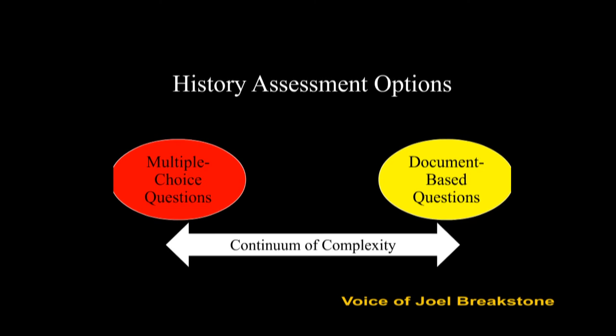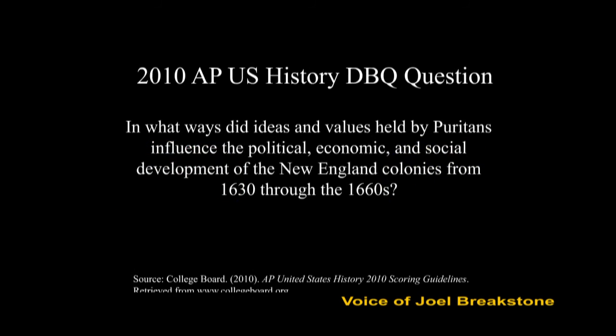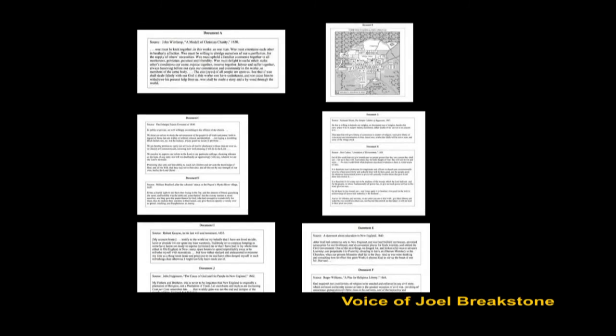So here's an example. This is pulled from the 2010 AP US History exam: in what ways did ideas and values held by Puritans influence the political, economic, and social development of the New England colonies from 1630 through the 1660s? Students then receive a series of primary sources. In this case, they receive 10 documents. They then have an hour to read through the documents and formulate an analytic essay, and could compose that analytic essay.